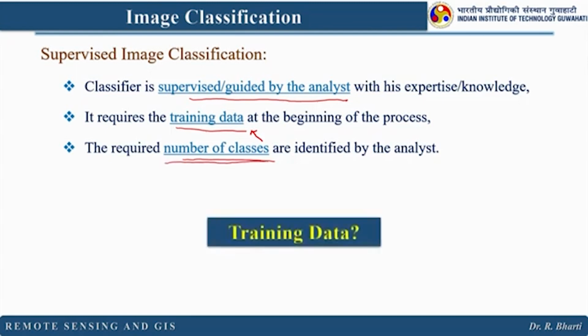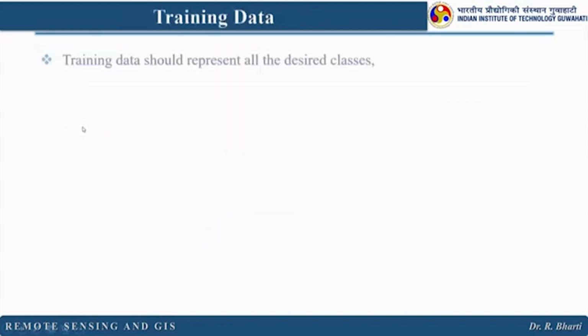So let us understand what exactly we mean by training data, and is there any scientific basis of deciding which pixel or which class should be used in training data? Yes, there is some standard logic that you have to know, right? So training data should represent all the desired classes. If you want to divide your study area or the image into 5 classes, then for 5 classes you have to provide training data, right?